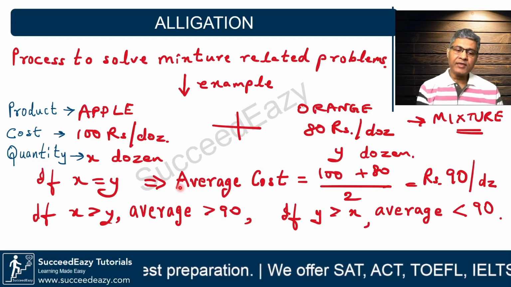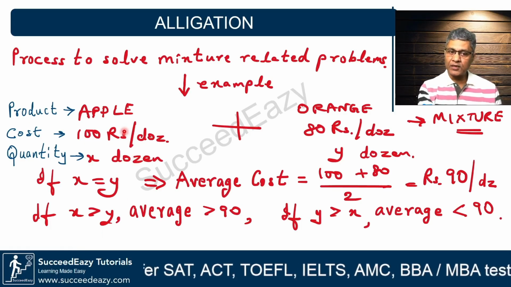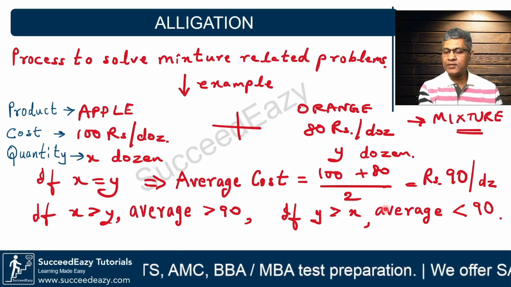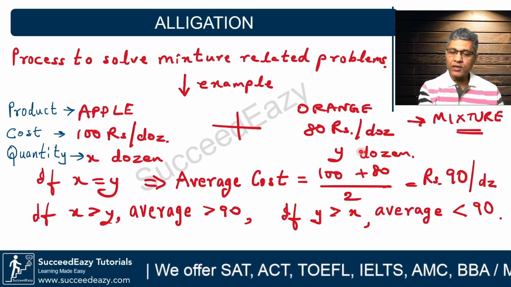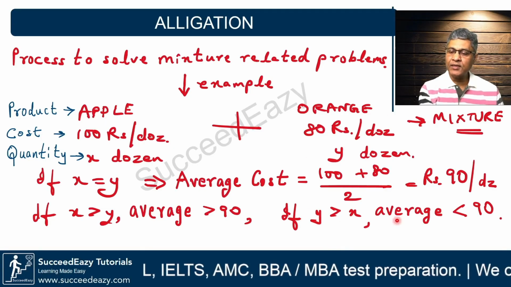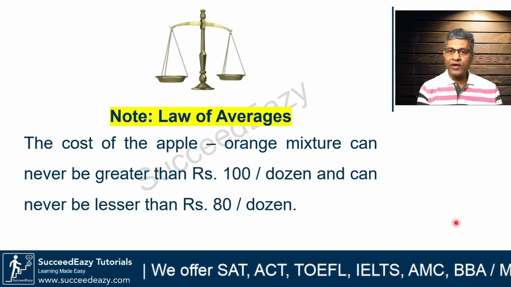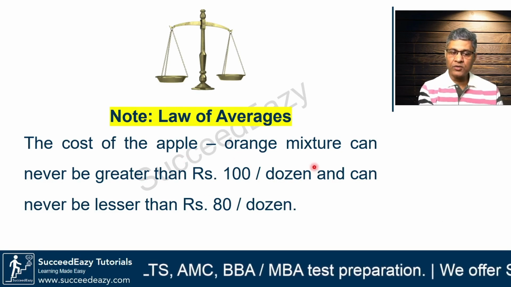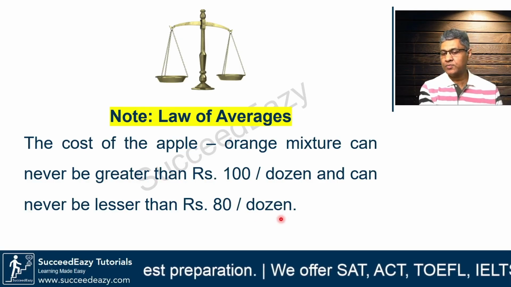But if X is greater than Y, that means you take more of the higher price product in the mixture. The average is going to be greater than 90. That is, the mean price will be higher, right? And if you take more of the lower price item, that is, if Y is greater than X, then the average is going to be less than 90. Here, we should remember that the law of averages works. It says that the cost of the apple orange mixture can never be greater than 100 rupees per dozen, and it can never be lesser than 80 rupees per dozen.